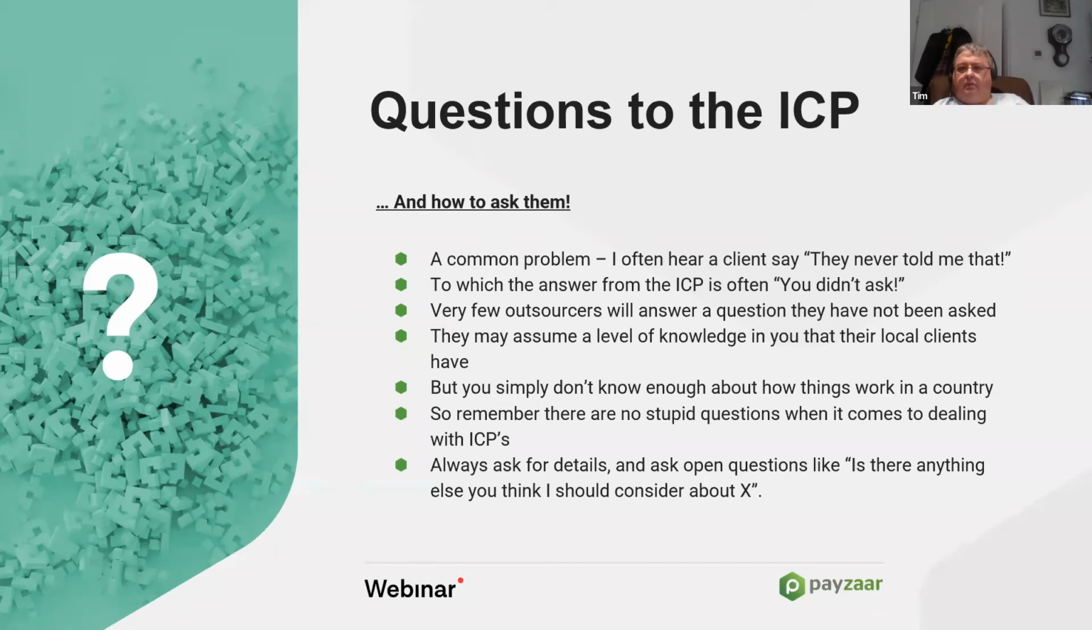You know, how would you know this point? But they don't know that you don't know. So there are no stupid questions when you are talking to an ICP. So always ask for detail and always push back with questions like, is there anything else you think I should consider about this point? Or is there anything that you're surprised that I haven't asked you about that you would take into account usually? Questions like that will perhaps prompt them to think a bit more widely around the subject.